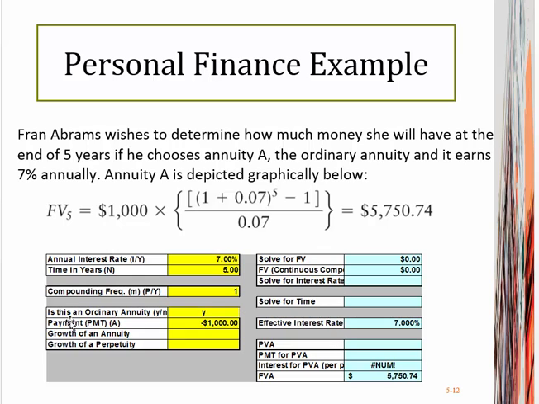Now here's where we talk about the annuity. Is this an ordinary annuity? In that box, you will click a Y because it is an ordinary annuity. In fact, that is the default for this box. If you want it to be an annuity due, you have to change that to an N. The payment that we put in there is $1,000 because she's going to invest $1,000 a year for 5 years. The future value is $5,750 and some pennies.